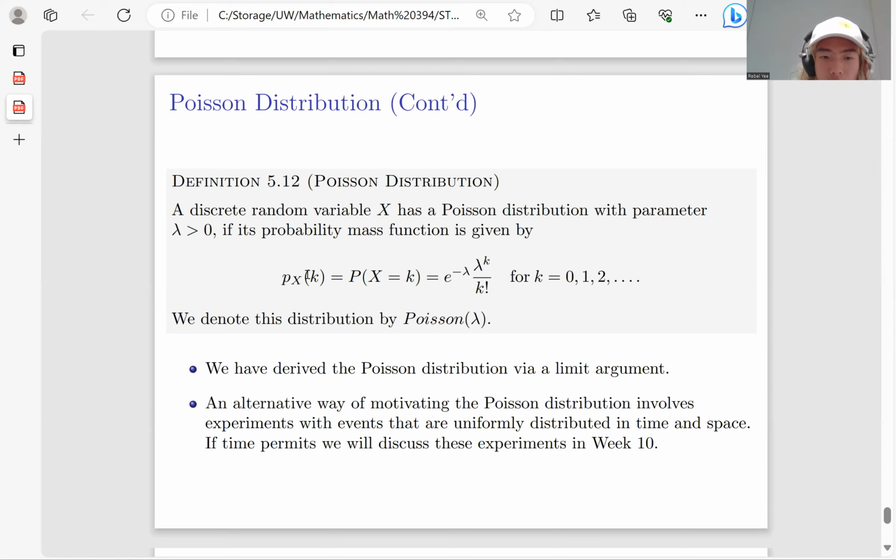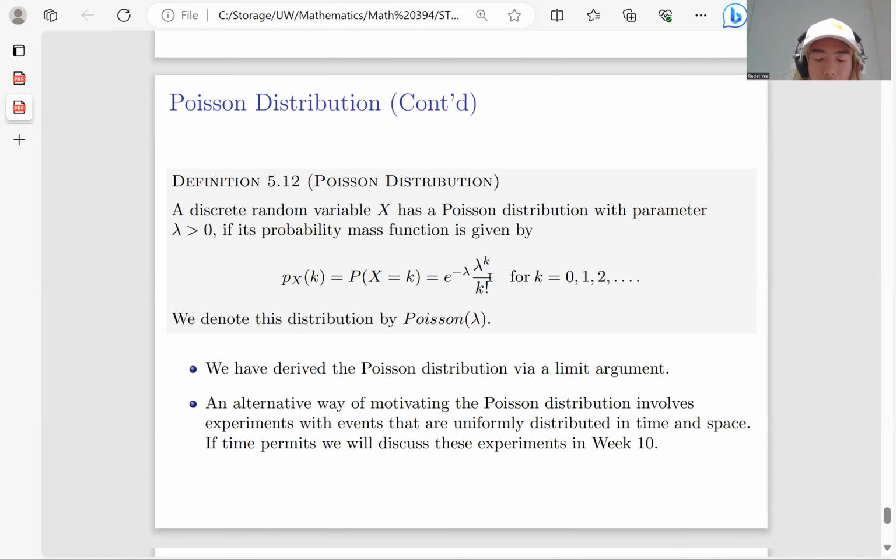And we can calculate this probability mass function by the probability of any case equal to k, and this is e to the power of minus lambda times lambda to the power of k divided by k factorial. So this is the Poisson distribution.